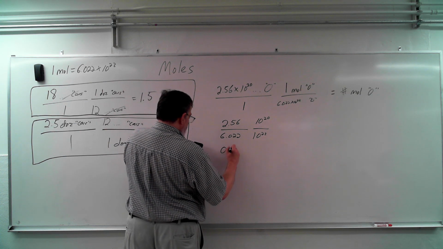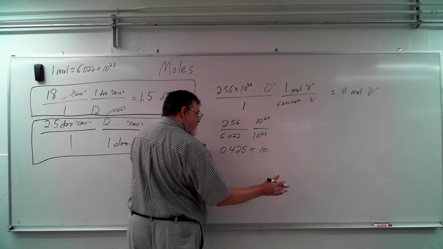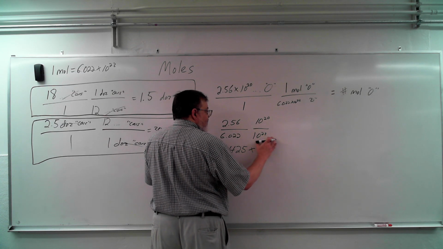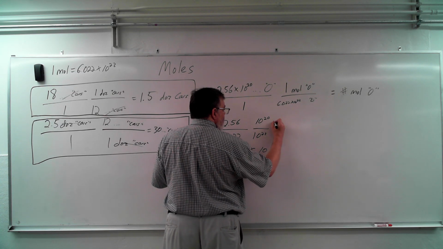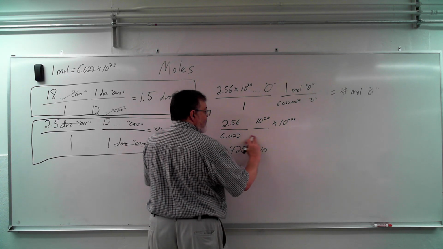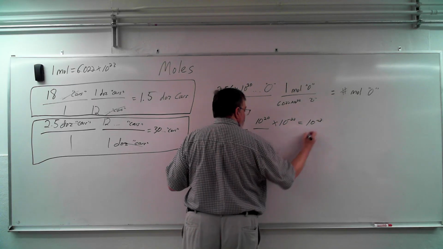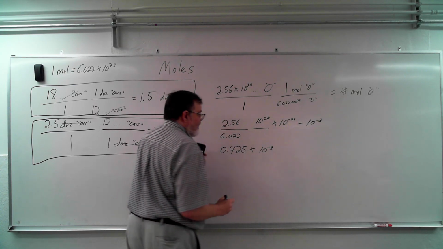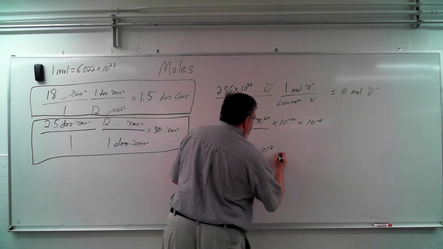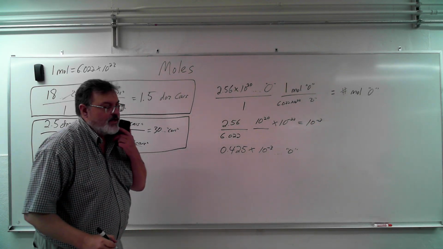So 0.425 times 10 to the what? I take 10 to the 23 to the top, which makes it minus 23. And now it's 20 minus 23 gives me 10 to the negative 3. That would be the answer. Or I would probably want to go blank, oxygen atoms. That would be the answer to this one.